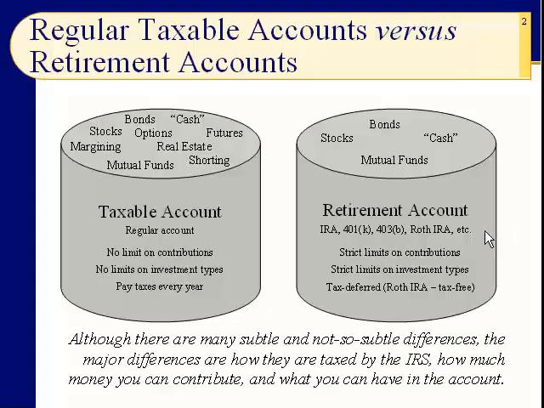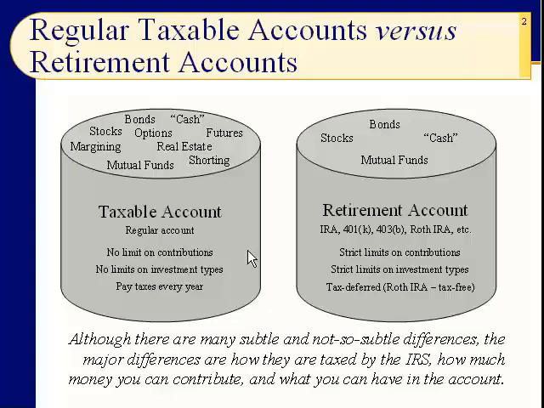Now, there are some subtle differences. The taxable accounts have no limits on contributions, where the retirement accounts do. And you'll hear people, when I ask them, what would you do with $100,000? They'd say, put it in a Roth IRA. No, you can't. It'll take you a long time to do it because you can only put $5,500 per year if you're under 50, and then $6,500 per year once you turn 50.